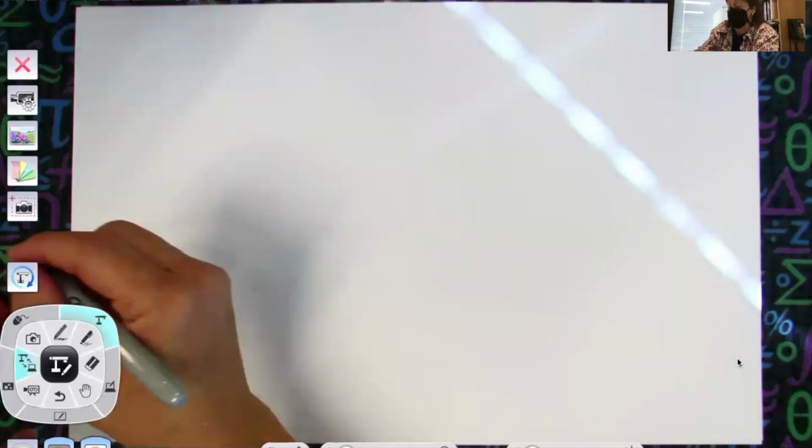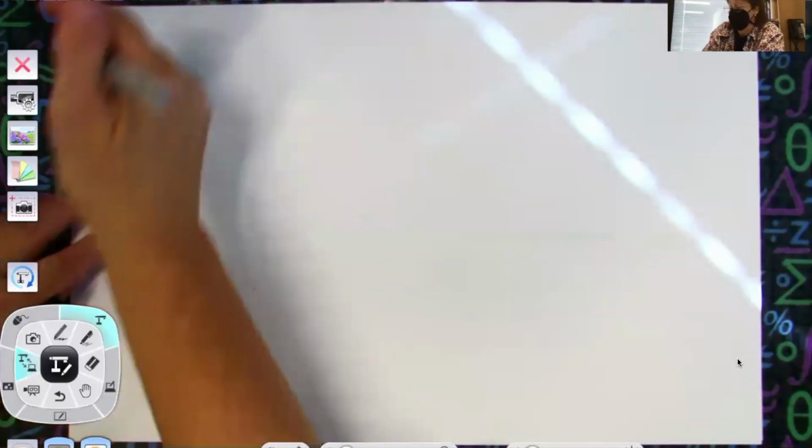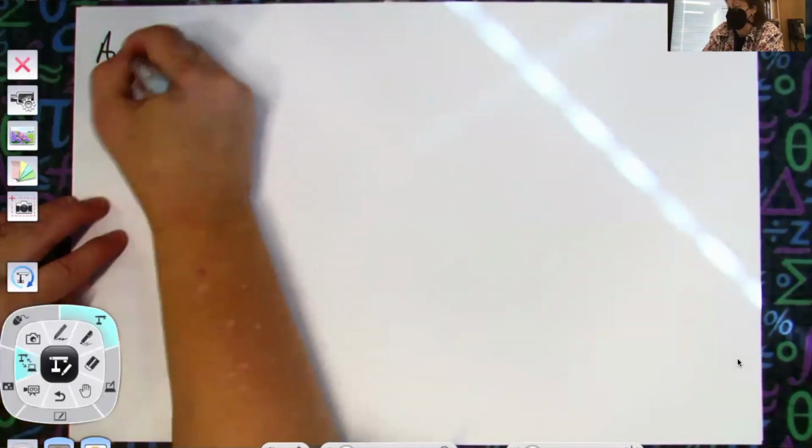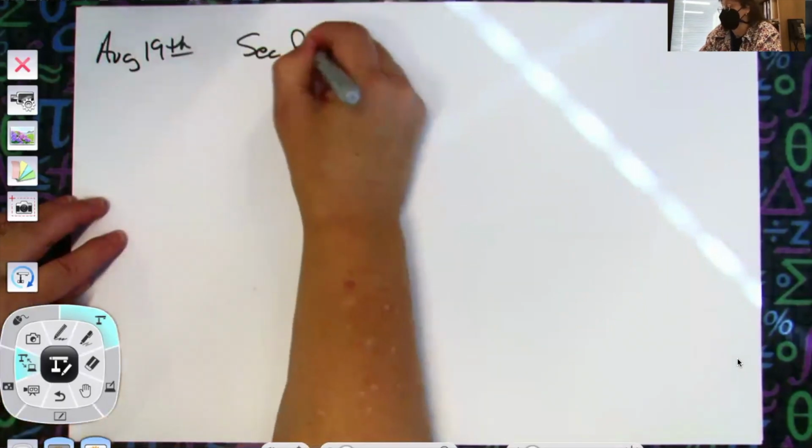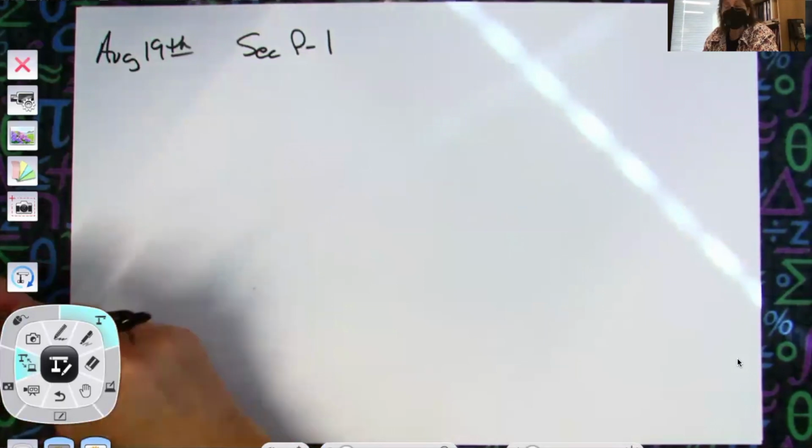All right, so today is August 19th, and it's section P-1. Again, some miscellaneous review topics here. For starters, I just want to review finding x and y intercepts.